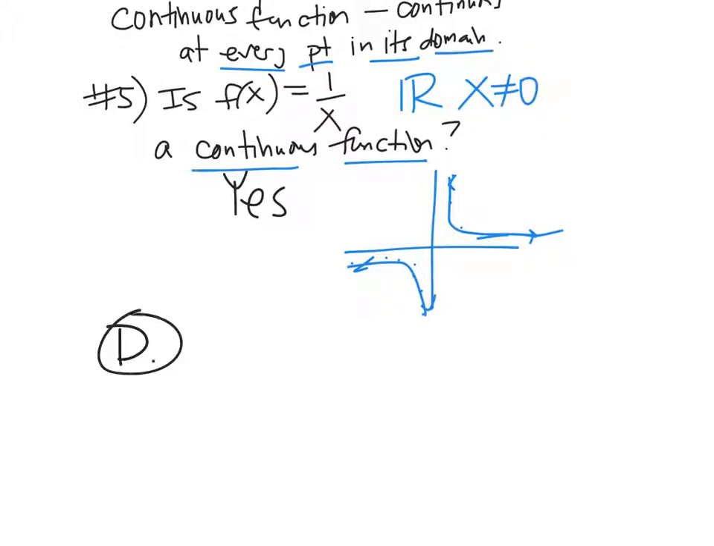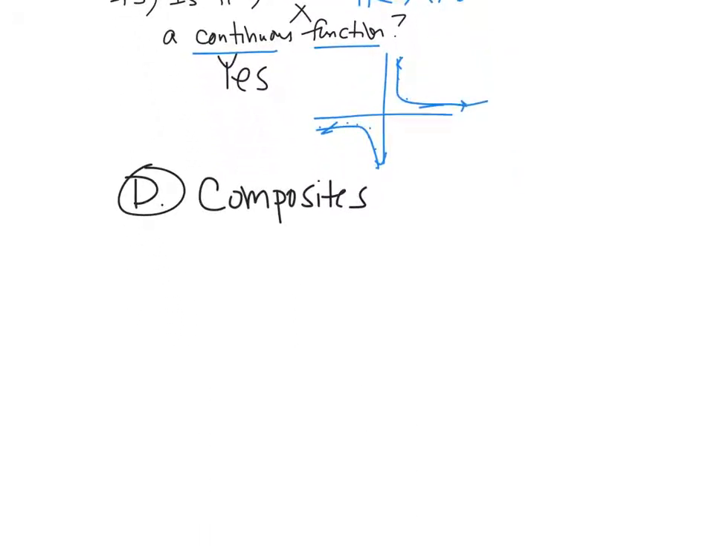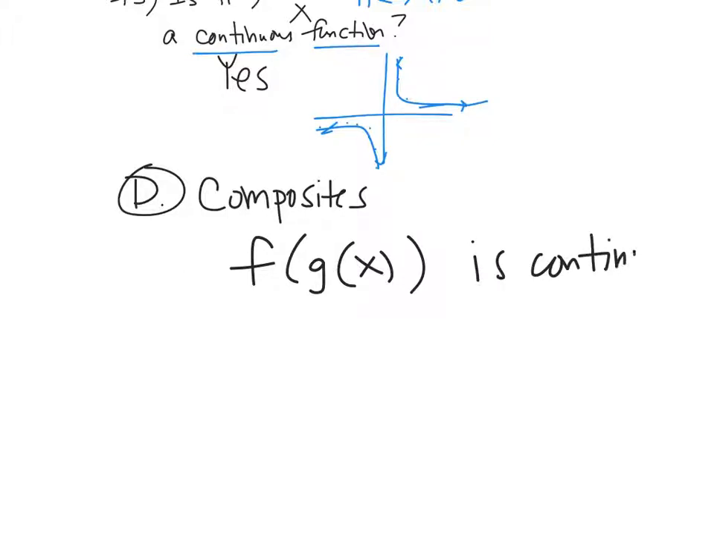Part D. Composites. Composites are functions inside of functions. F of g of x, okay? F of g of x, g of f of x, functions within functions. Now it says that f of g of x is continuous. It will be a continuous function itself if f is continuous and g is continuous.